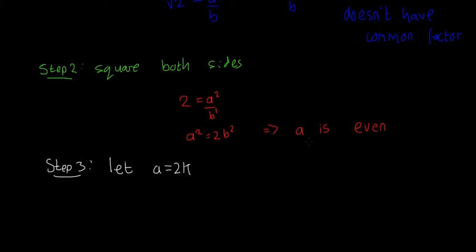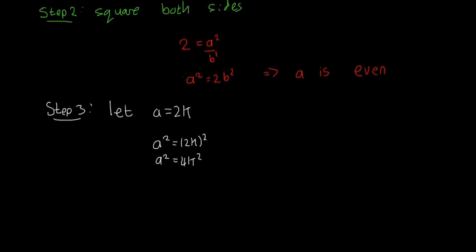So the reason we're doing that is because if a is even, then you can write it as 2 multiplied by k, where k is some other random number, because 2 multiplied by anything will give you an even number, right? So now we're going to square both sides here. So a squared is going to be equal to 2k squared. So that's going to give us that a squared is equal to 4k squared.